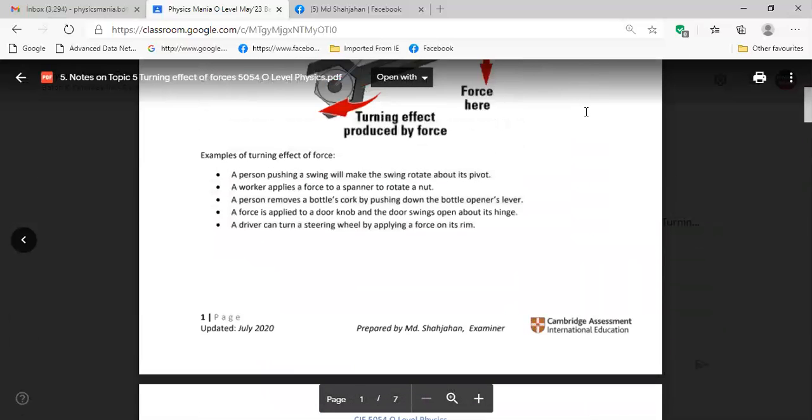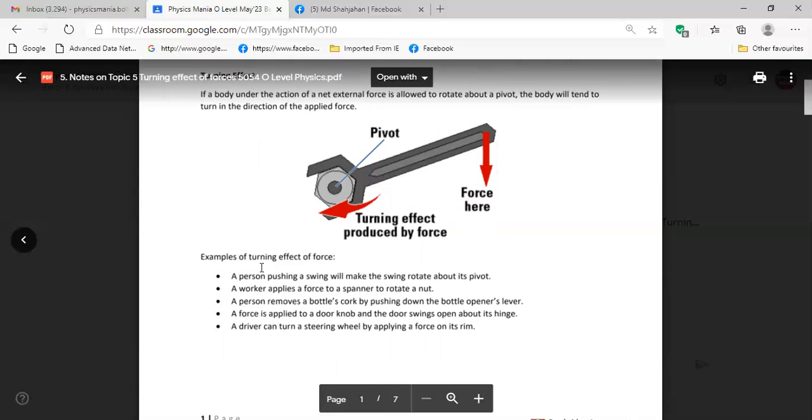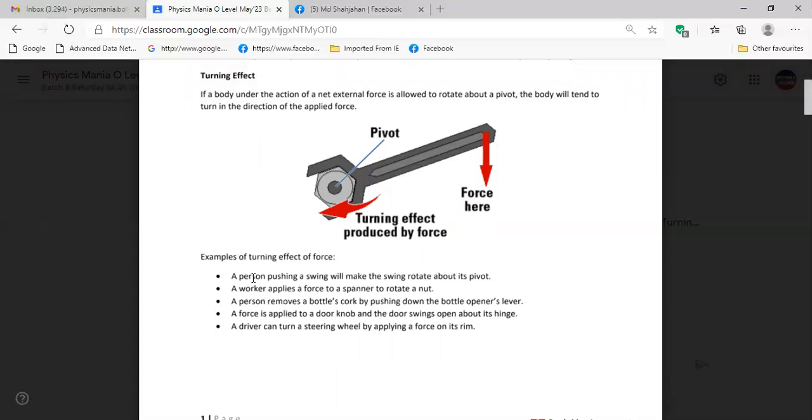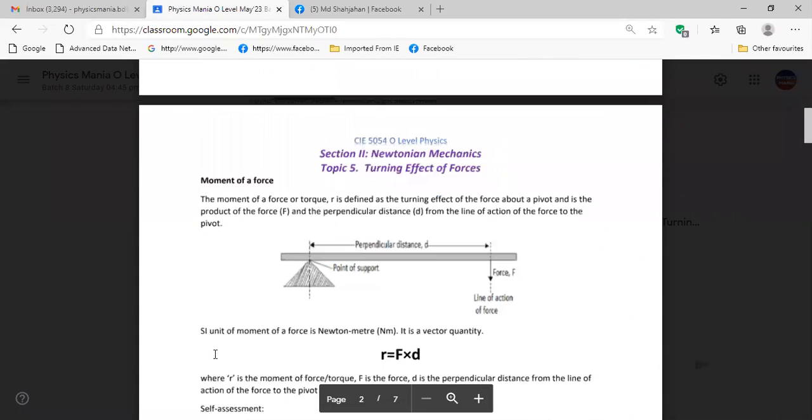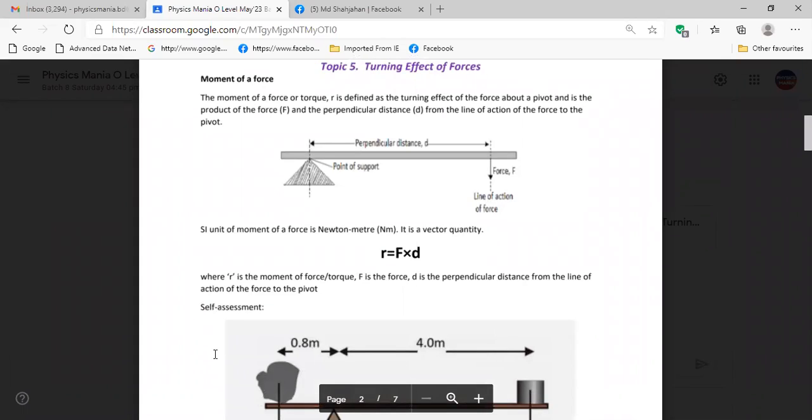So you write examples of turning effect of forces. You do not need to write all these things. Just you write the instrument name. The first one you write playground seesaw, which one is more common to us, right? Then you write scissors, pliers, the staplers. Just hinges of the door, then crowbars. Okay, this way, etc. Then the formula.